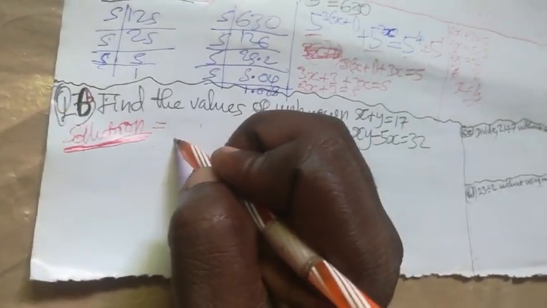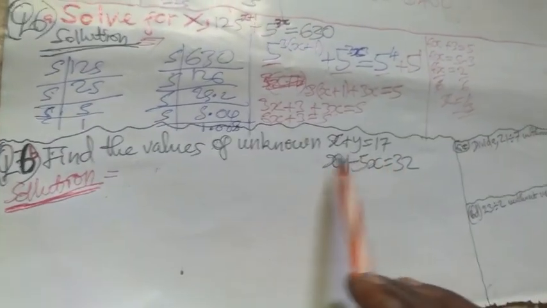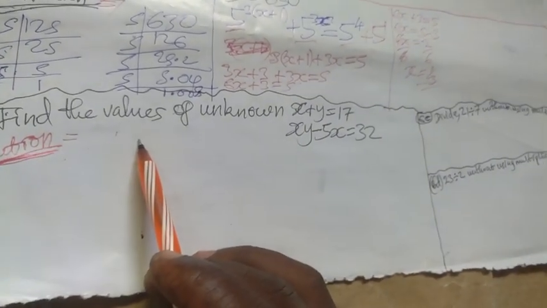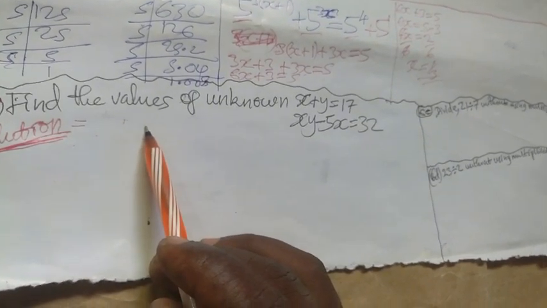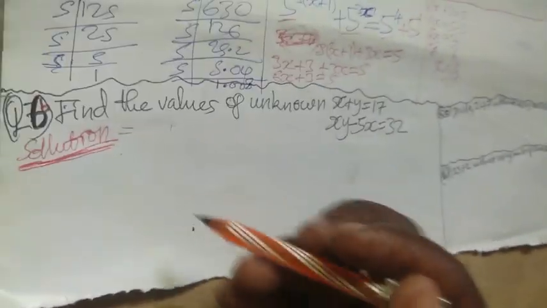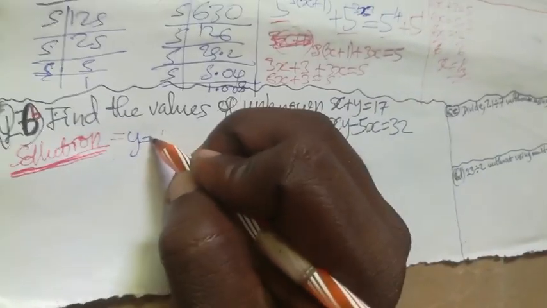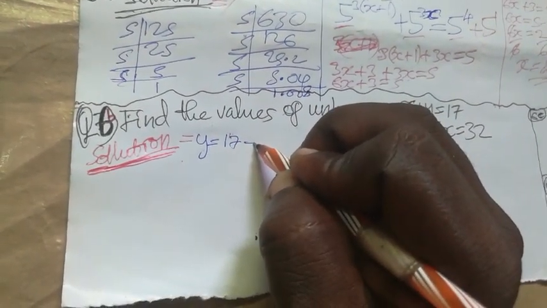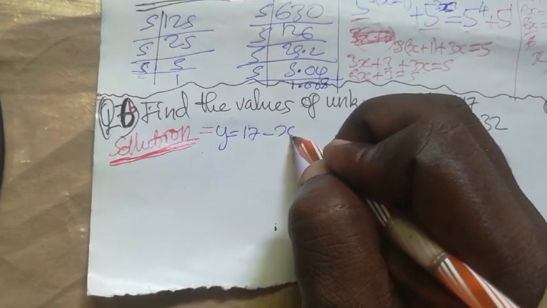Because y appears least in the two equations, it should be the subject. Hence we say y is equal to 17 minus x. y is equal to 17 minus x.